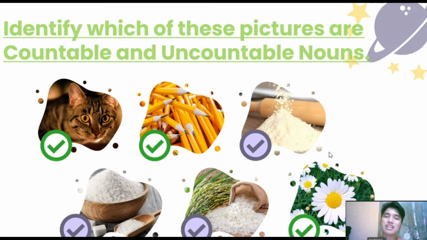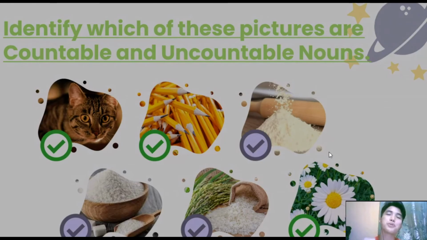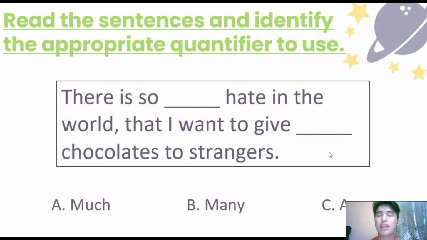For our second activity, I want you to read the sentences and identify appropriate quantifiers to use. I have here choices for you to pick the answer from. Please read the sentence. Anyone? Yes, sir. Can you please read? There is so blank hate in the world that I want to give blank chocolates to strangers. Can you complete the sentence?